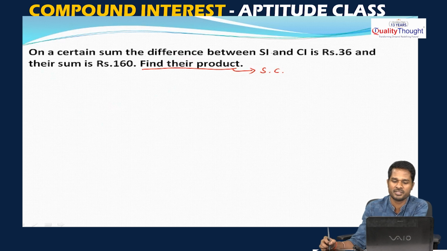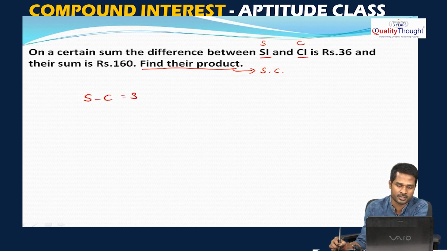The difference between simple interest and compound interest. Let us take the simple interest as S and compound interest as C. What he has given is S minus C is 36. The difference between simple interest and compound interest is 36, and their sum, that means S plus C, is 160.